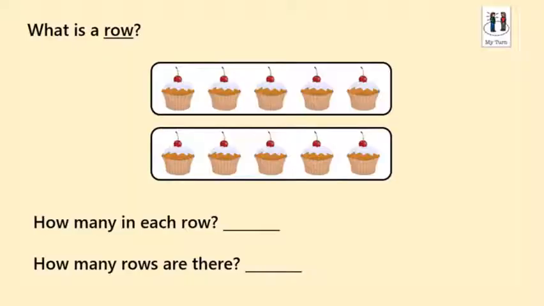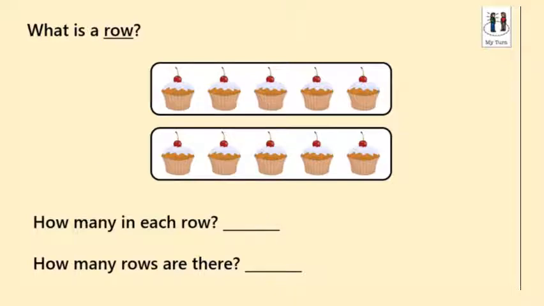So first of all, we need to understand what is a row. Well, this is one row and this is another row. When you draw in a table, we draw rows going across and columns going down. So when we're learning about arrays, we need to know what the word row means.